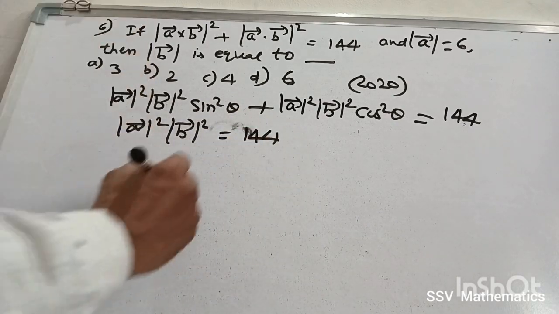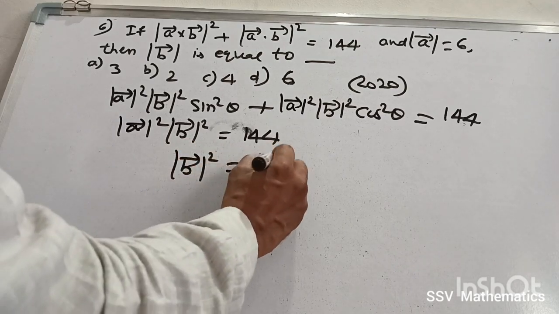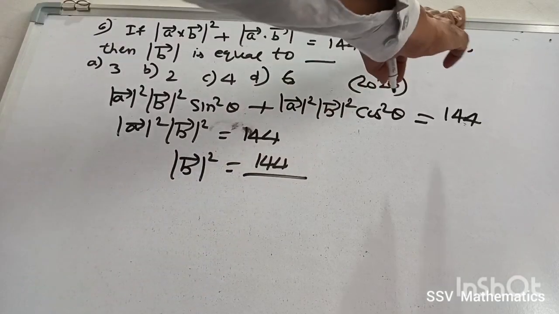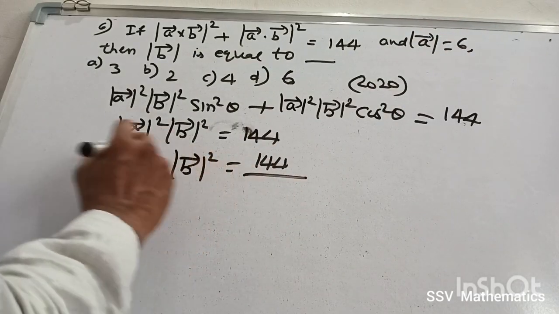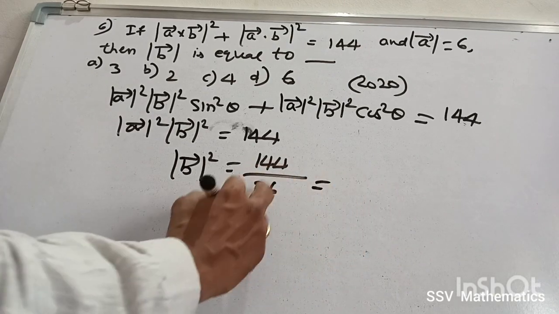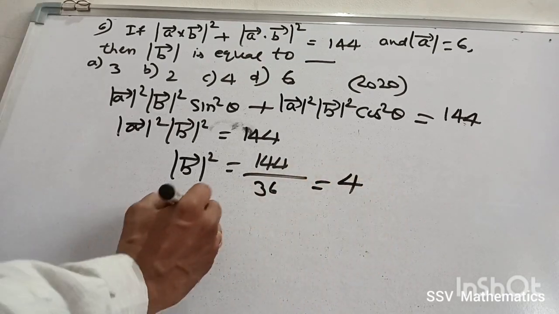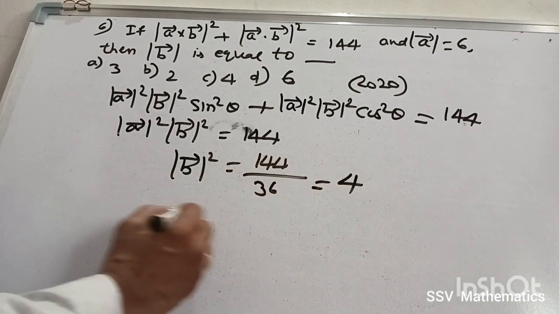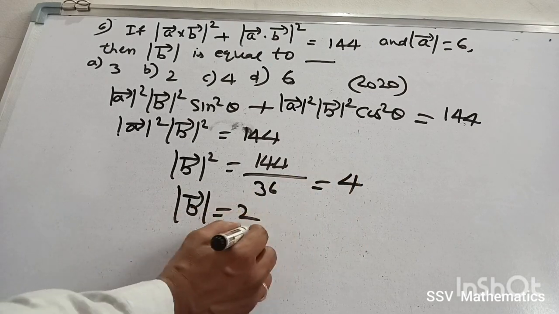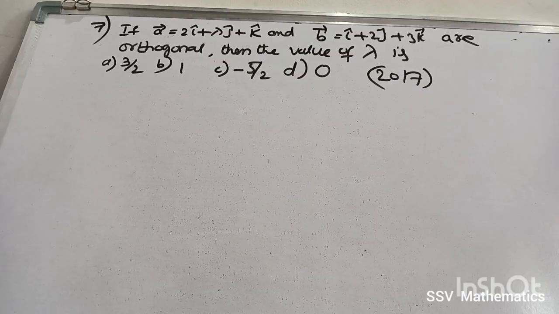We want magnitude of B. So magnitude of B square is equal to 144 divided by magnitude of A square. Magnitude of A is given, that is 6. So magnitude of A square, 6 square, that is 36. 36 fours are 144. So therefore this is 4. Magnitude of B square is equal to 4. Therefore magnitude of B is equal to square root of 4, that is 2. Therefore option B is correct.